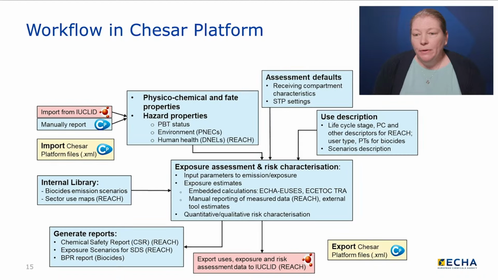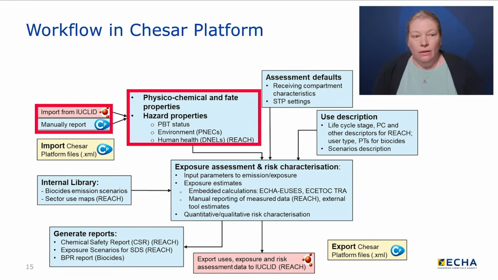Okay, as a last point in this introduction, I would like to introduce you to the workflow in Chesar Platform, which we will be taking you through step by step in this webinar. So this is just a first look at it. The assessment starts by defining the substance to be assessed, which can be done by importing a substance from Euclid or by manually reporting the substance data. When you have the substance information, the next step is to describe the uses of the substance and the underlying scenarios. So you need to basically describe how the substance is used.